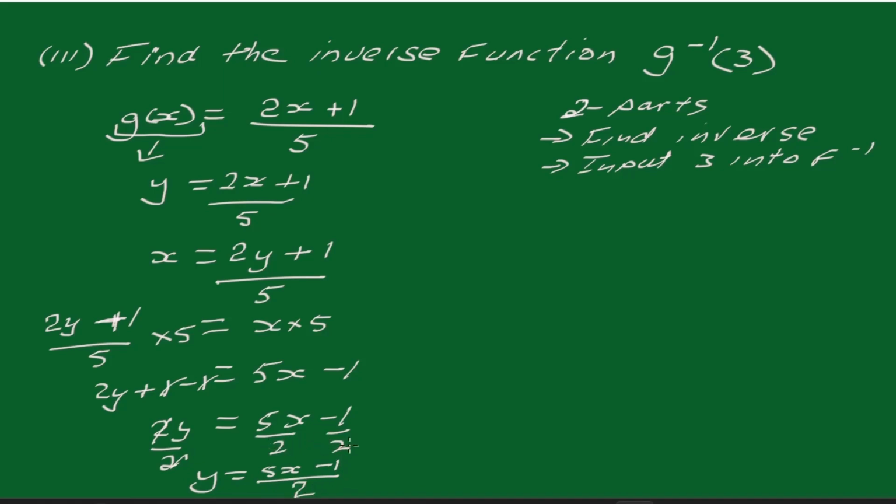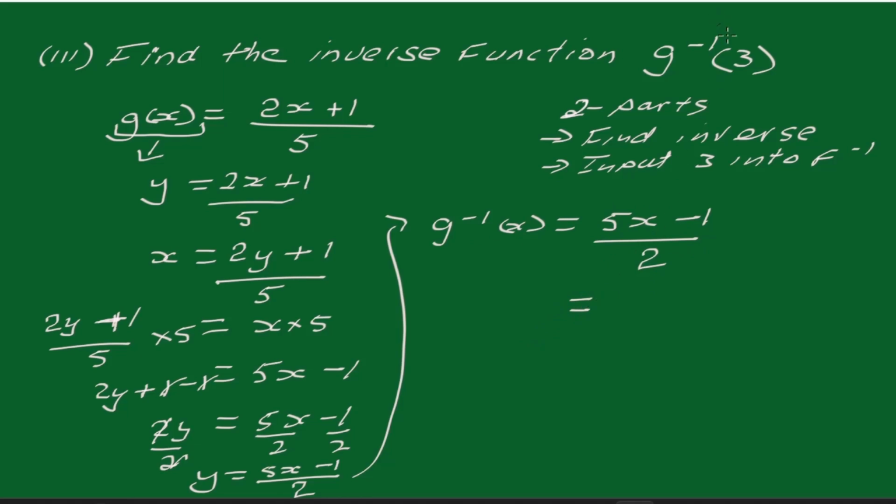So when we have the common denominator, we could express the numerator over a common denominator, in this case 2. Now having done that, I need to show that this is my inverse function. So I'll just replace the y with g inverse x. So my inverse function is indicated here, g inverse x equal to (5x minus 1) all over 2. So this is our inverse function.